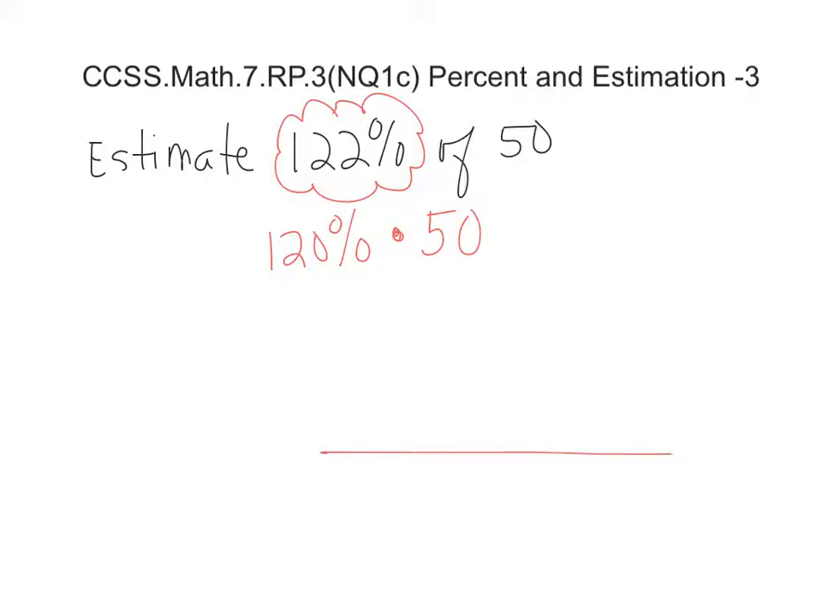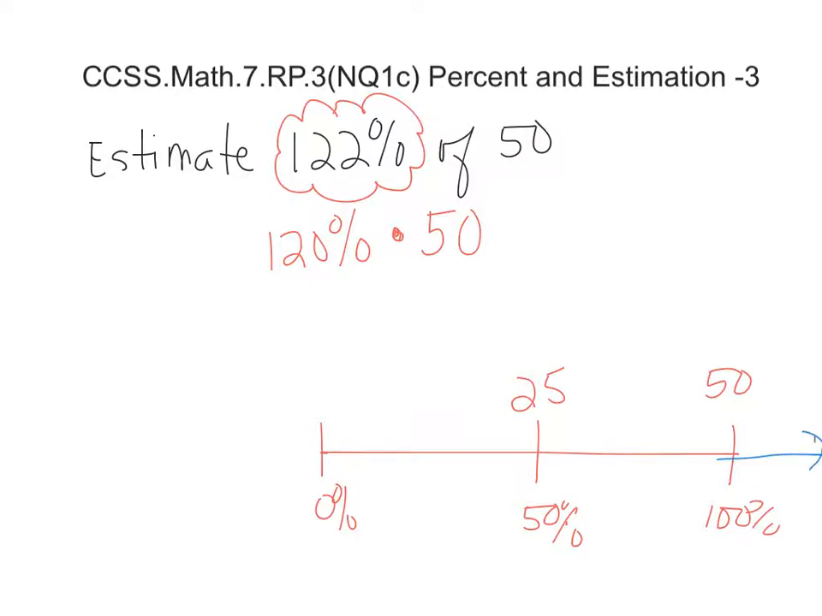If we have a number line here, and I say this is 50, halfway would be 25, and this would be 0. So this would be 100%, this would be 50%, and this would be 0% here. But I want something more than 100%. So it's going to be somewhere over here, way over here, and it's going to be more than 50. So let's look at that here.